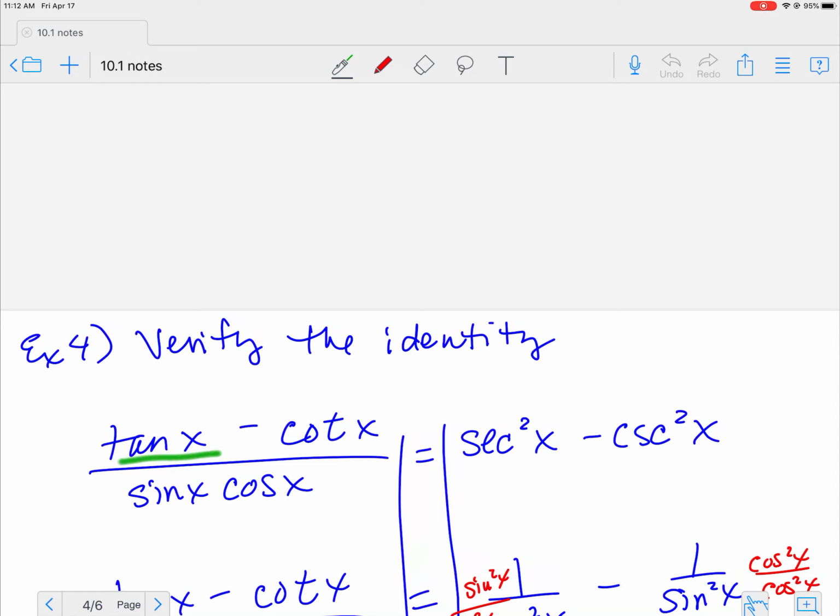On this setup, I have tangent minus cotangent over sine cosine, equals secant squared minus cosecant squared. To me, I'm seeing this cosecant and this cosecant over here on the right and secant on the left. And I know that these are reciprocals. So in my head, this is 1 over cosine, this is 1 over sine. That puts a cosine and a sine in the denominator, and I got a cosine and a sine in the denominator on the left. So that's what my head is doing.